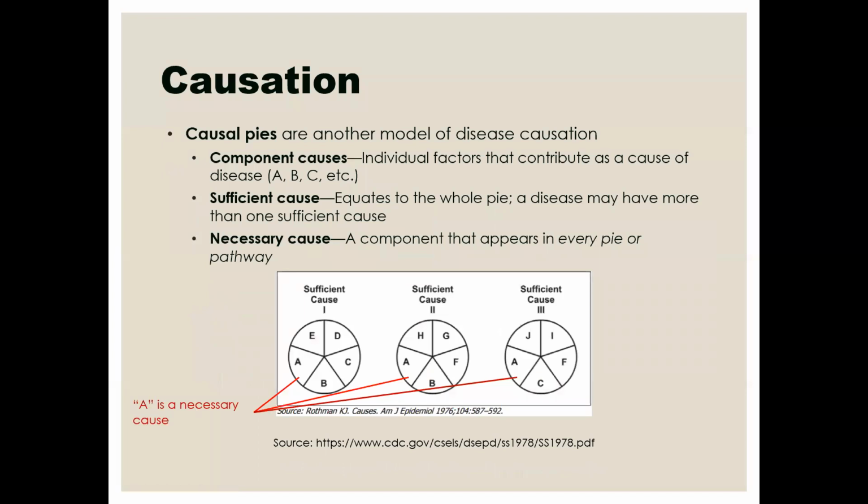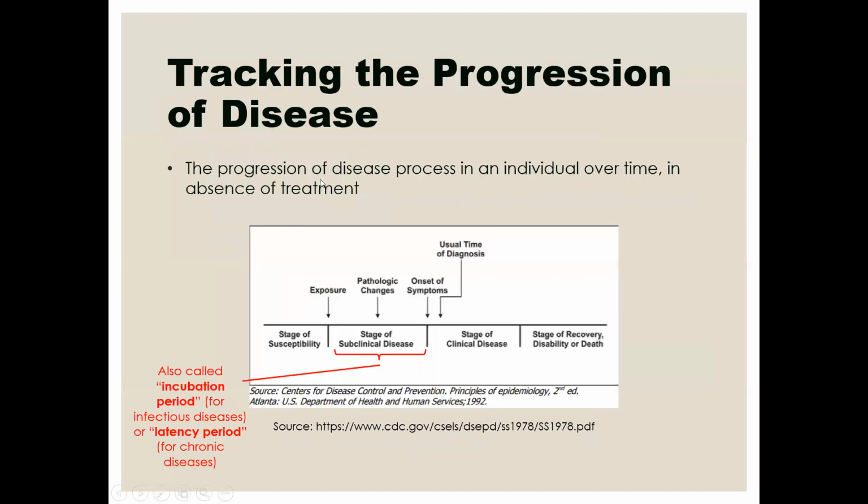And then causation, right? So these are ways of figuring out how does that disease work, right? What are the components that contribute to it? What's the cause and what's necessary, right? So A is necessary, right, to cause the disease. So just think, what a causal pie does is gives you a way to understand which is the primary agent causing that disease.